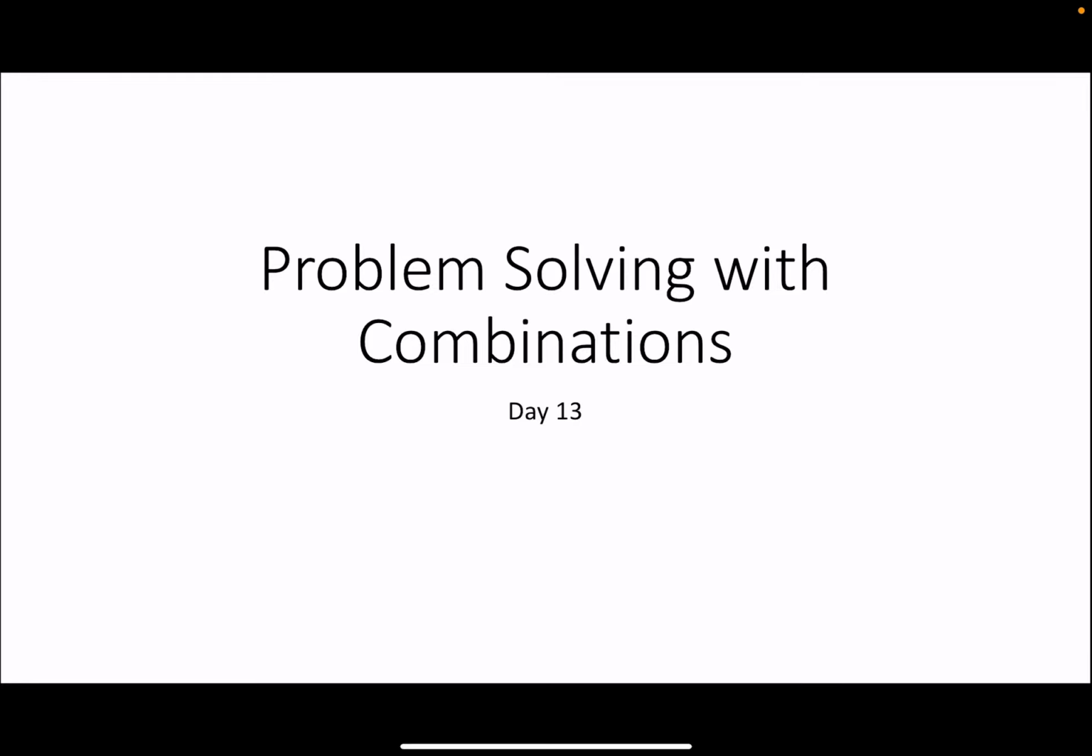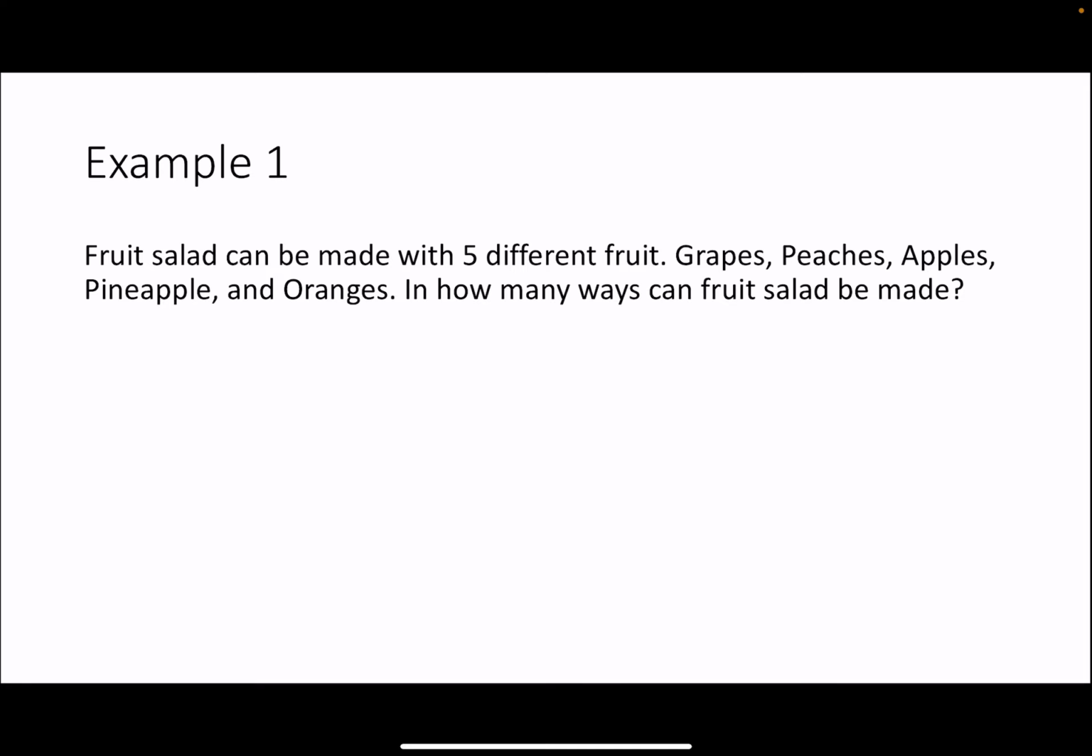We are learning to use combinations to solve problems, and we do this by example. Now I'm going to do an example, and I'm going to do this example in two ways.